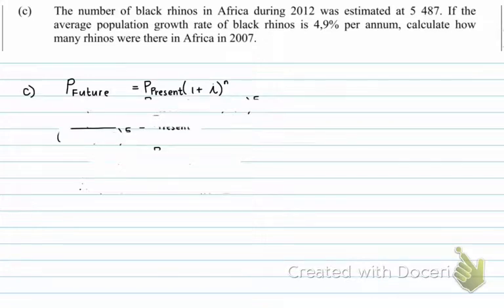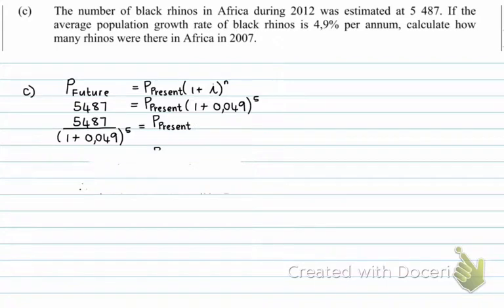All right, so the 5,487 will go into the place of P future. My percentage, the I, will be 4.9%, that you can write as a decimal or as a fraction. And then N will be 5 years because it's 5 years from 2007 until 2012. Now we have to get the present population alone, that P present. So therefore I have to get rid of that bracket, and by doing that, I have to divide with the whole bracket on the other side.